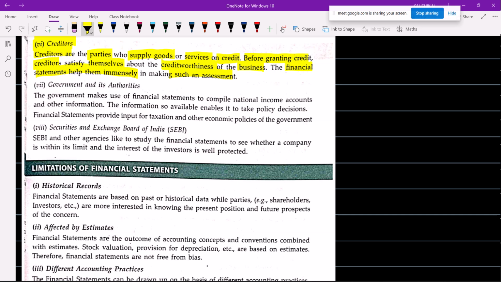Yes, the next one is about government and authorities. Who will read this concept?